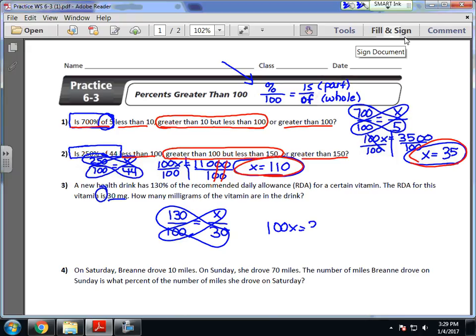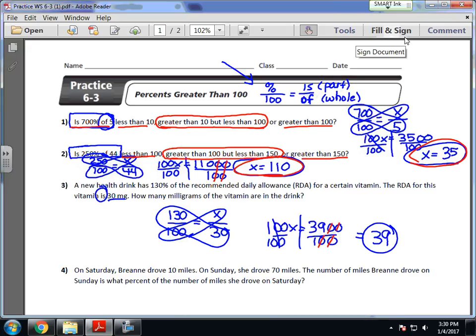Should be 3,900. Divide both sides by 100, and again, you can use that old method that we've talked about before, crossing out the same number of zeros. And 39 divided by 1 is a lot easier to answer. It would just be 39. And that is the answer.